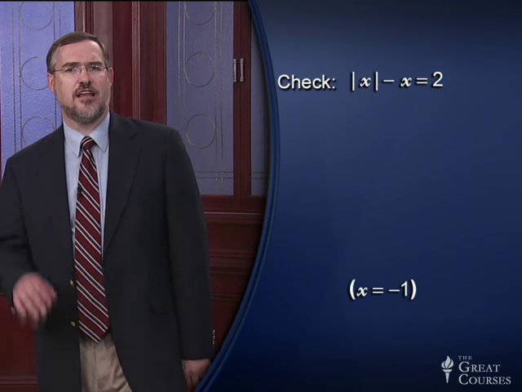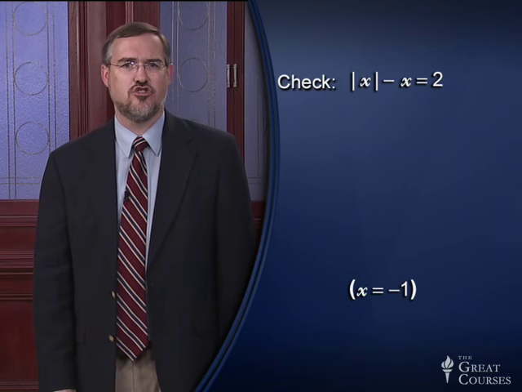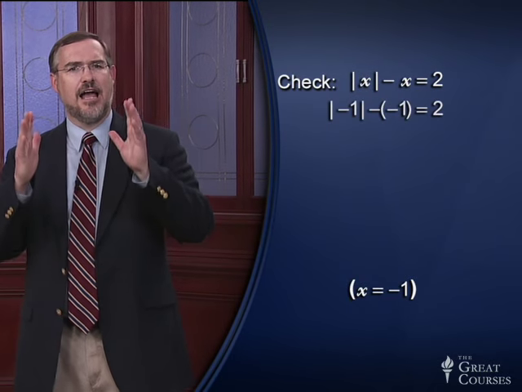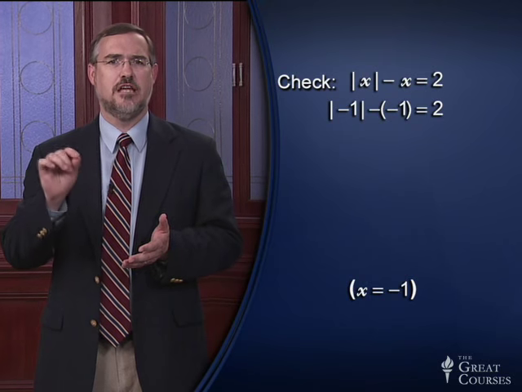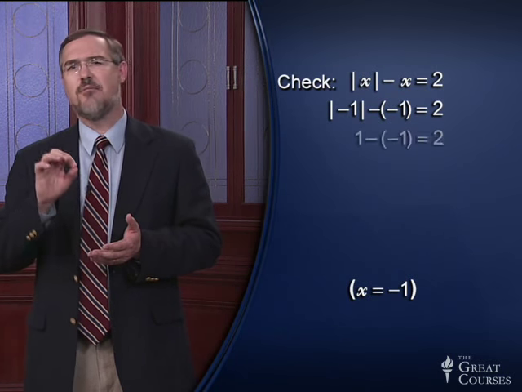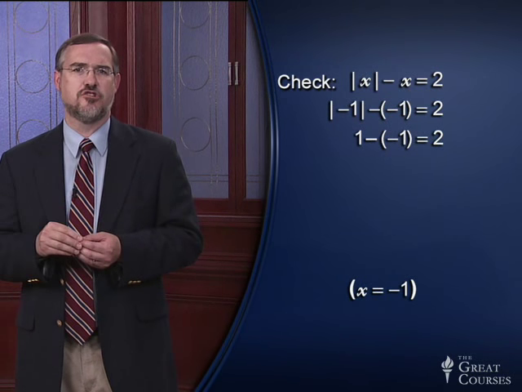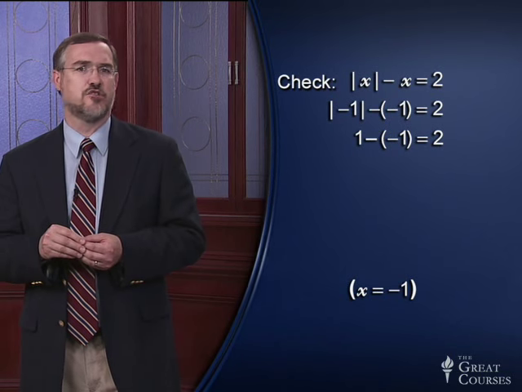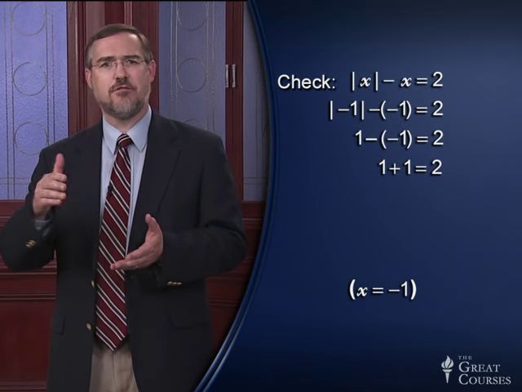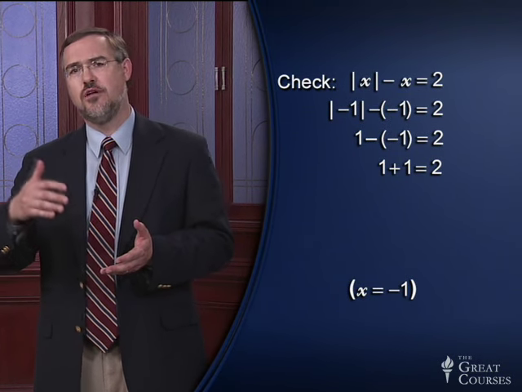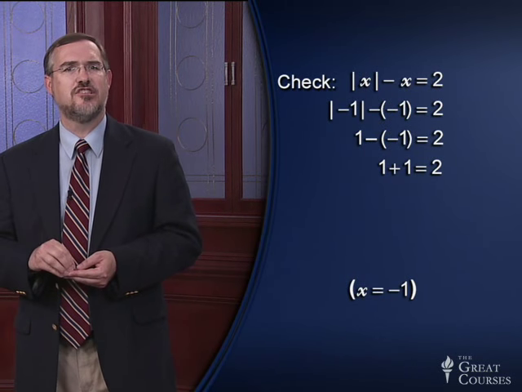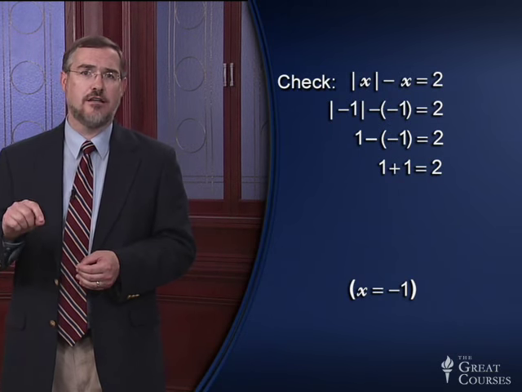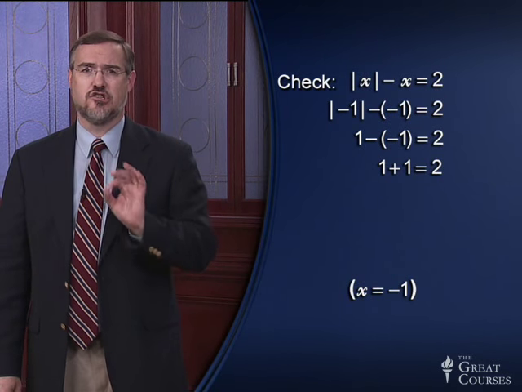Let's quickly check that x equals negative 1 is a solution. Let's see. I'll have absolute value of negative 1 minus negative 1 equals 2. That's the same as 1 minus negative 1 equals 2, since absolute value of negative 1 is 1. And that's the same as 1 plus 1 equals 2, or 2 equals 2. And since that checks, we know that x equals negative 1 is our one and only one solution of the original equation.